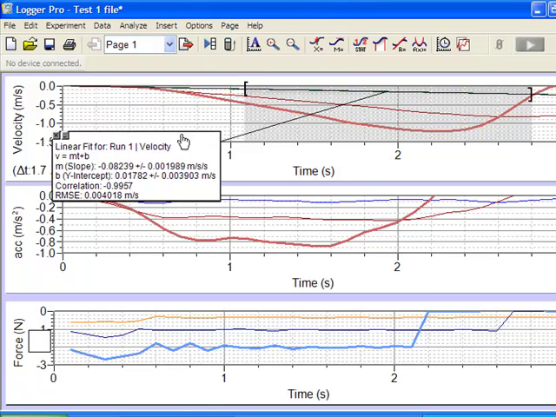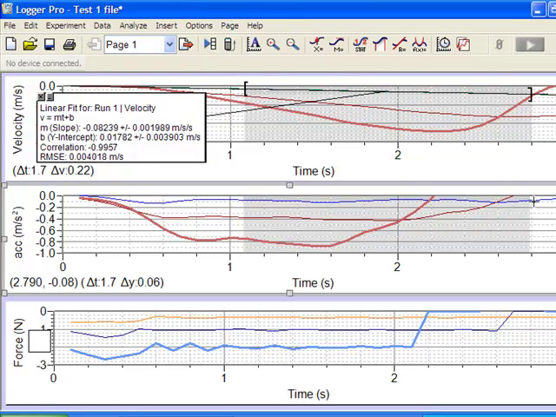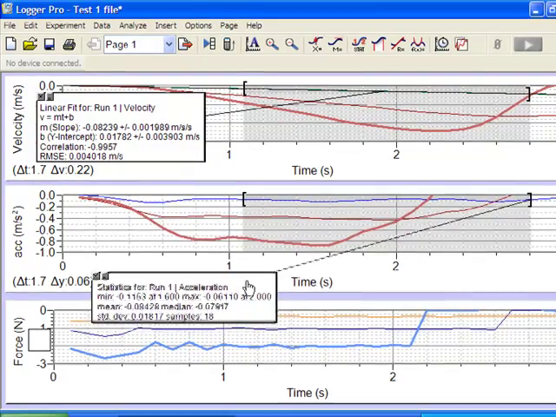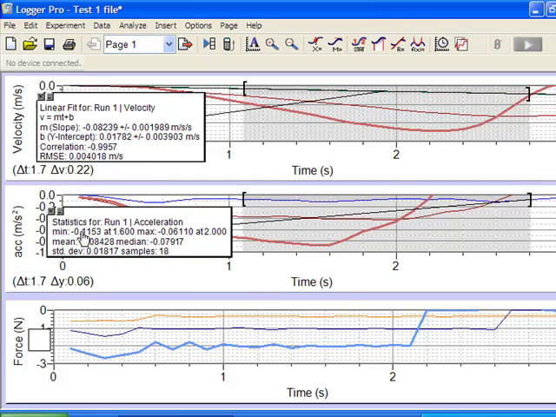I could also find the acceleration by averaging the acceleration versus time over the same region. So here I'm going to highlight the same exact region, at least as close as I can. And for averages, I'm going to hit statistics. Again, I want it to be of run 1. And there you can see the minimum was negative 11.53, maximum negative 0.0611. So those are off a bit.